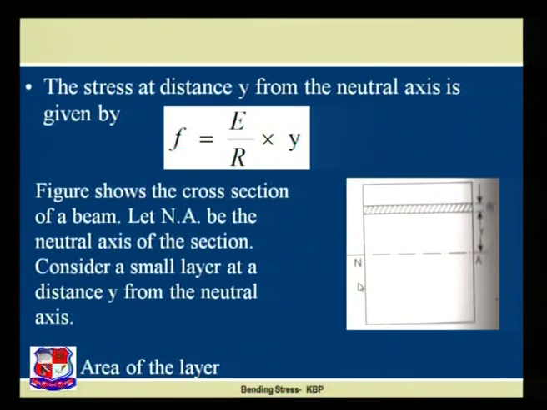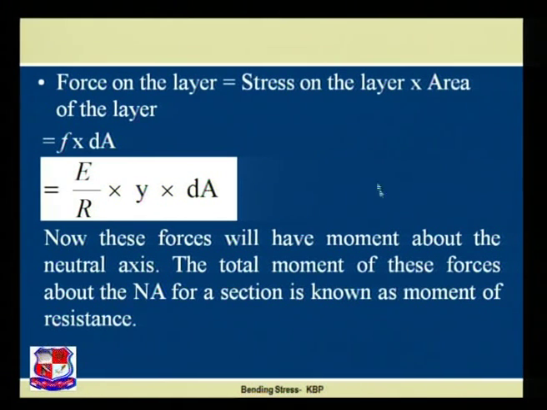The figure shows the cross section of a beam. Let the neutral axis be at the neutral axis of the section. Consider a small layer at a distance y from the neutral axis. Let dA be the area of the layer. So the force on this layer is equal to stress multiplied by the area, because we know that stress is nothing but the force divided by cross sectional area.